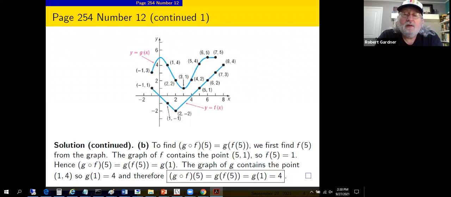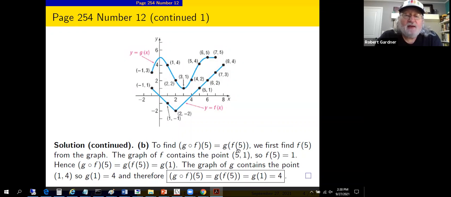Part B, they want g composed with f of 5. Okay, same idea. f of 5, we need that. x equals 5 is here. Here's the point on the graph of y equals f of x. The point (5, 1) has an input value, x coordinate of 5, output value, y coordinate of 1. So f of 5 is 1 because the point (5, 1) appears on the graph of the curve.